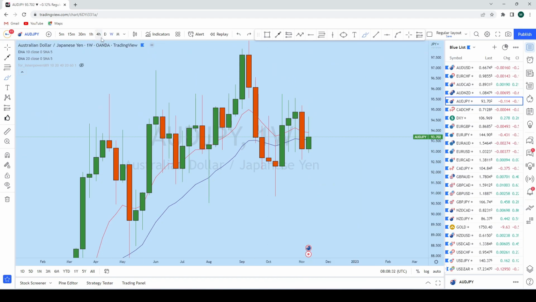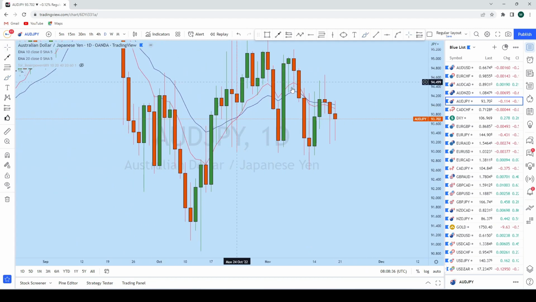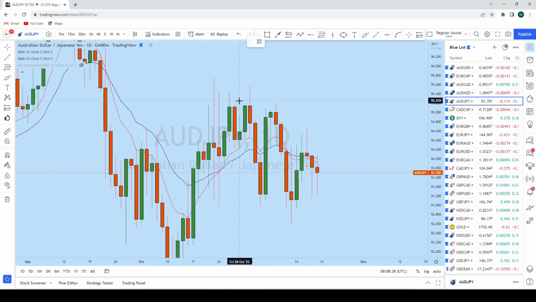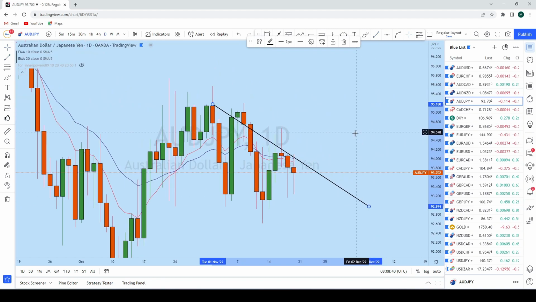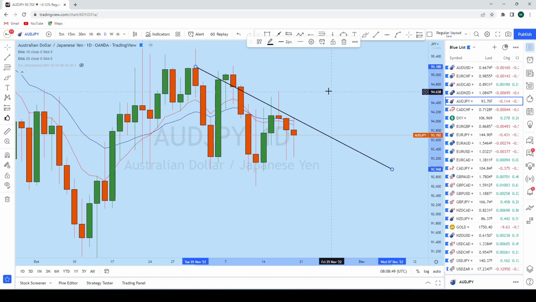Now if you look at the daily time frame, we see Aussie yen on the daily perspective. Let's draw this trend line on the daily time frame and we'll see that it is highly likely that the price might respect the top of this trend line and then could continue to drop, as we see bearish price action on the lower time frame.